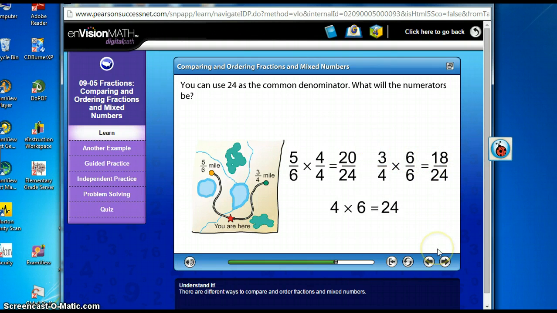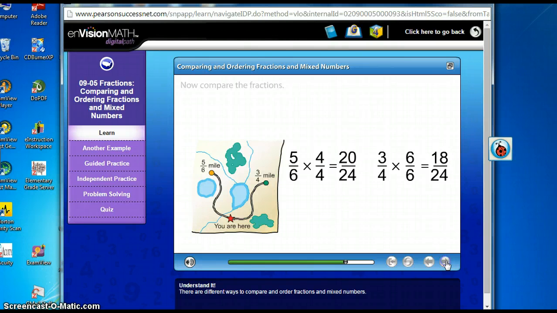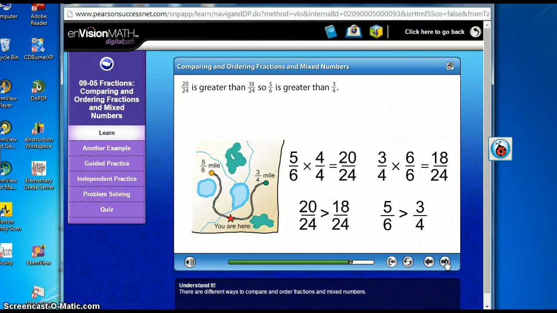So they can still compare them. You're still going to get, either way, the larger fraction will be the larger one, and the smaller fraction will be the smaller one. Using a different denominator is not going to change that. The numerators are 20 and 18. Now compare the fractions. 20/24 is greater than 18/24, so 5/6 is greater than 3/4.